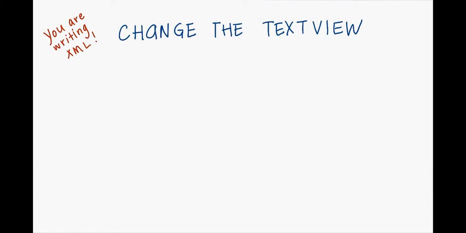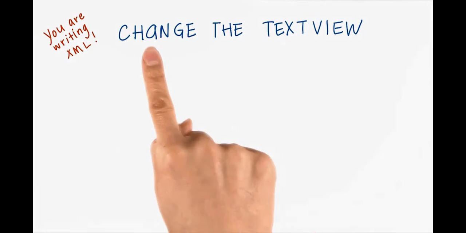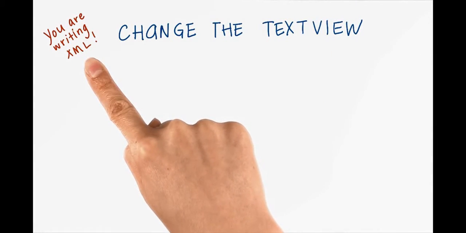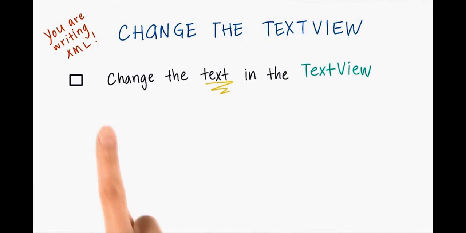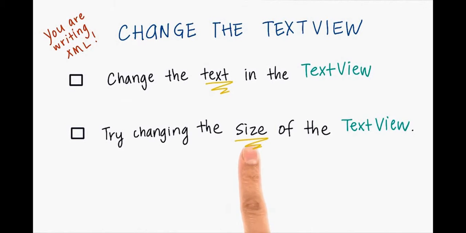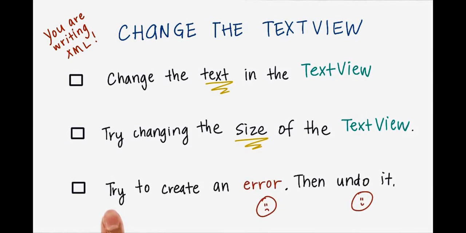So with all of this knowledge, I want you to try and change the text view code now. You're going to be writing your very first lines of XML. How exciting! So first, try to change the text in the text view, and then try to change the size of the text view. Then, I want you to try to create an error, sad face, and then I want you to undo it, happy face.